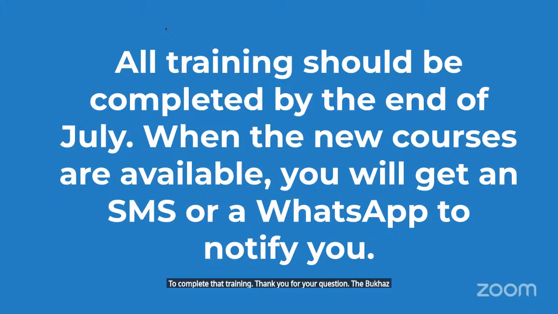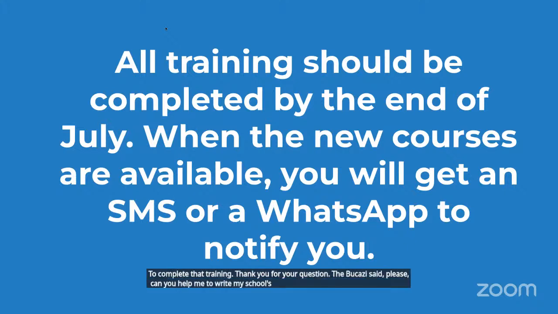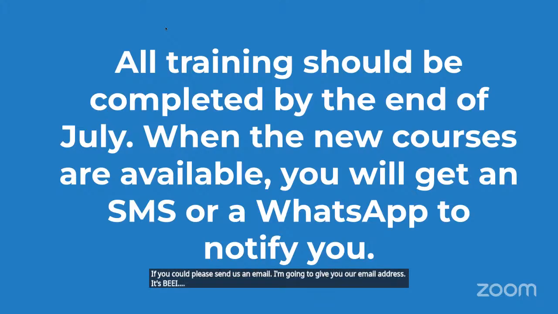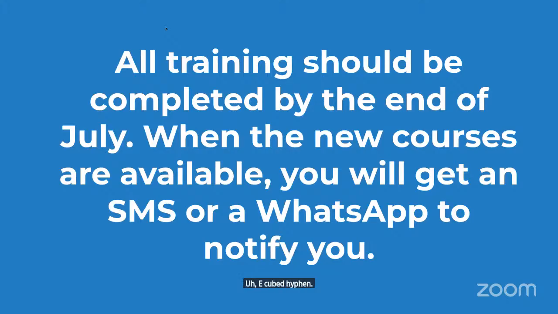Sibukazi said, please, can you help me to write my school's EMIS number correctly? I made a mistake on registration. Oh dear, but don't worry, Sibukazi, we can sort you out. If you could please send us an email. I'm going to give you our email address. It's BEEI@ecubed-DBE.org. I see Susanna has just sent you our email address. Just pop us an email and we'll get that sorted for you.